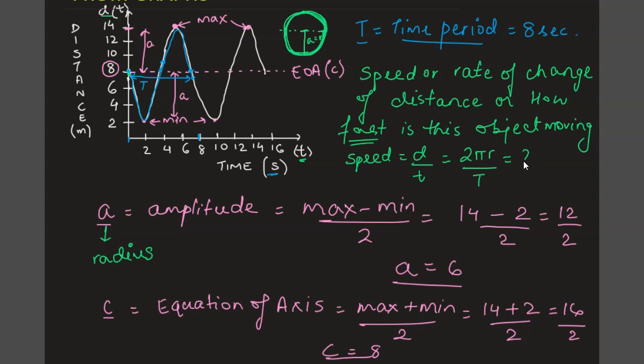All I have to do now is fill in the values. So I have 2 times 3.14 times the radius, which is 6, divided by my time period, which is 8. When I put this all on the calculator, I get 4.71. And then how do we write down the unit? Because speed is distance divided by time, and my distance is given in meters and time is given in seconds, I would write down meters per second. This is how you would be answering the questions from a graph.